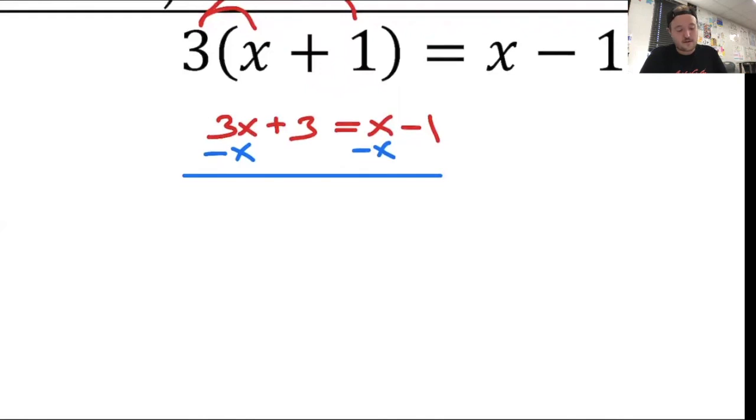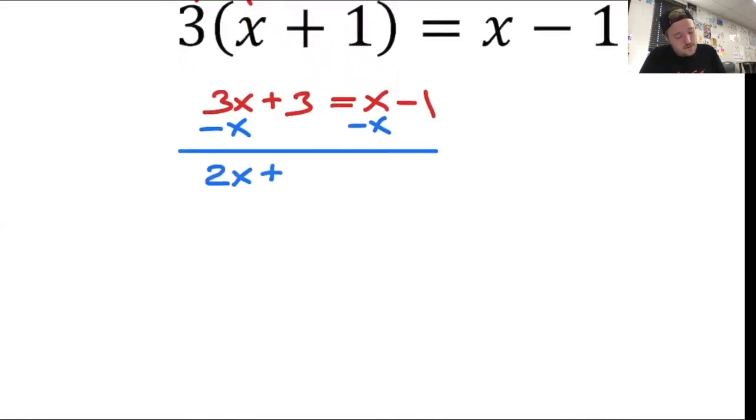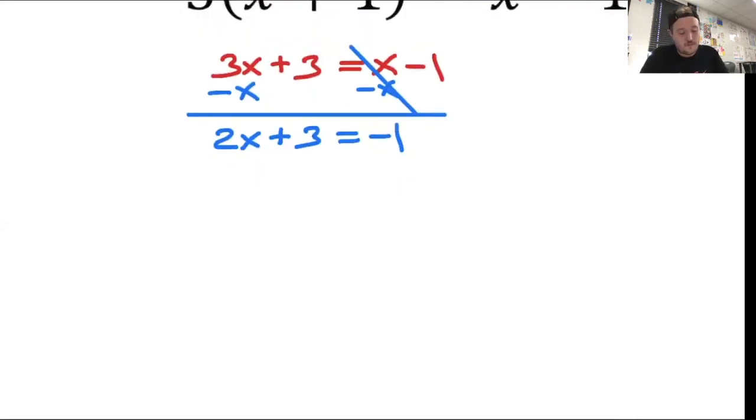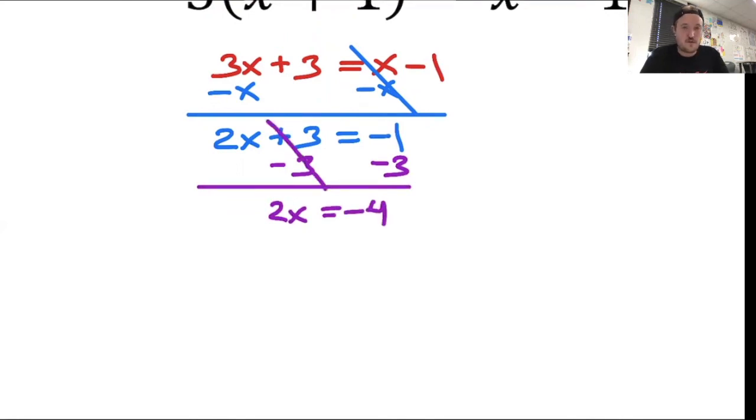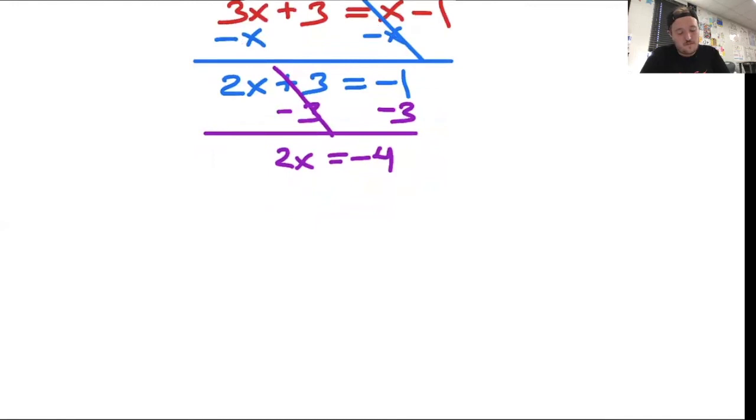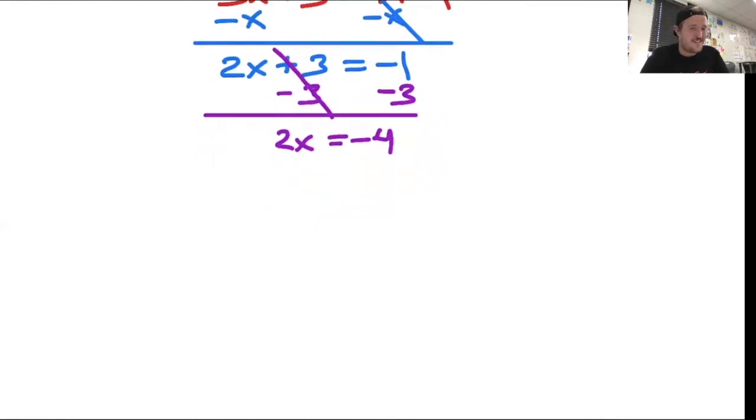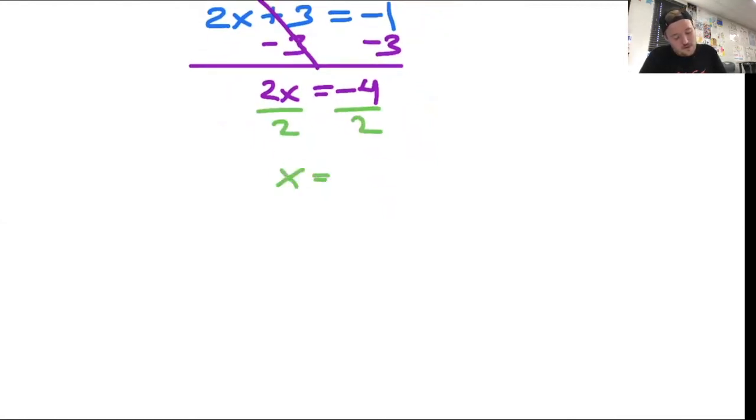So you have 3x minus x, which gives you 2x plus 3. The x's here, they zero out. Negative 1. For the next step, got to get rid of that plus 3. So I'm going to subtract 3. So I have 2x equals -1 minus 3, which gives you -4. The 3's zero out. So last but not least, we have 2 times x, undo multiplication by dividing. So I have x equals -2.